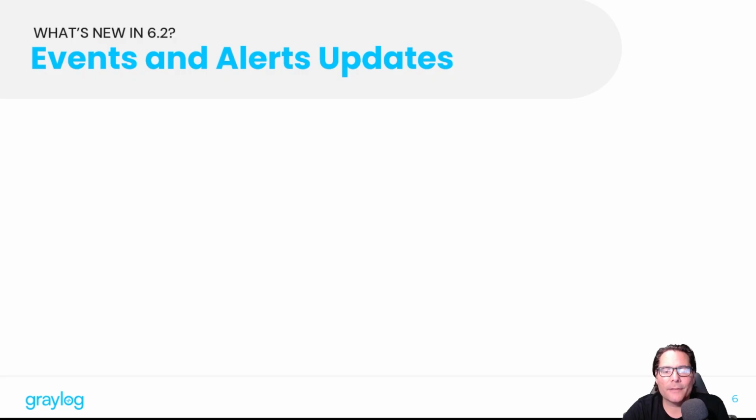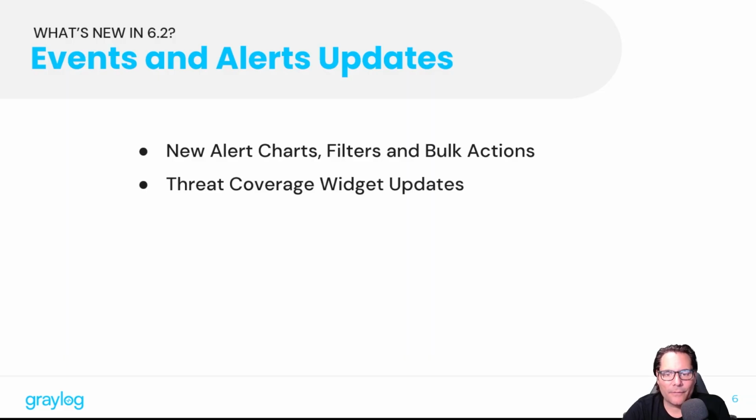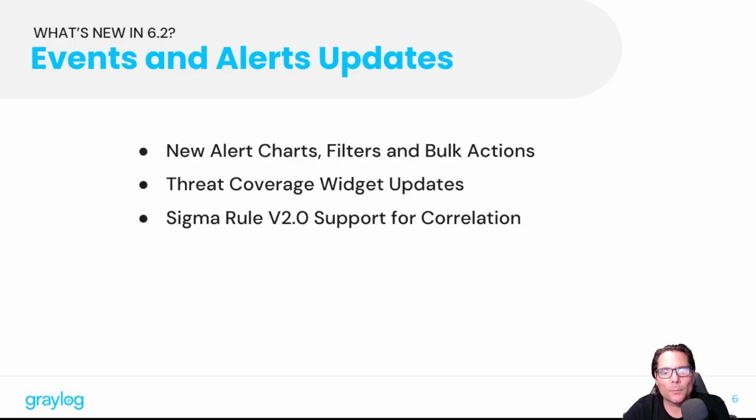Now, next, with the events and alerts updates, we have quite a few changes here. We have a new look and options available for alerts with charts, filters, and actions. We've added updates to the threat coverage widget in the Graylog security section of the homepage. In 6.2, we are supporting Sigma rules version 2 support with correlation rule support. And we've added detection chain risk amplifiers. This is how Graylog risk scoring differentiates false positives with actual attack campaigns. Let me show you these new updates.